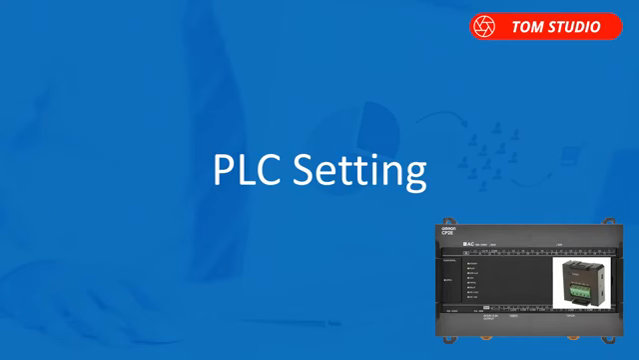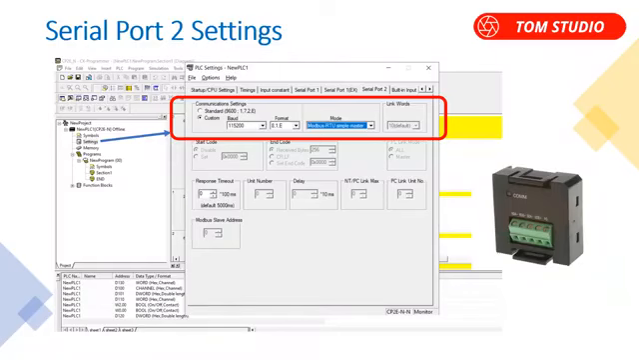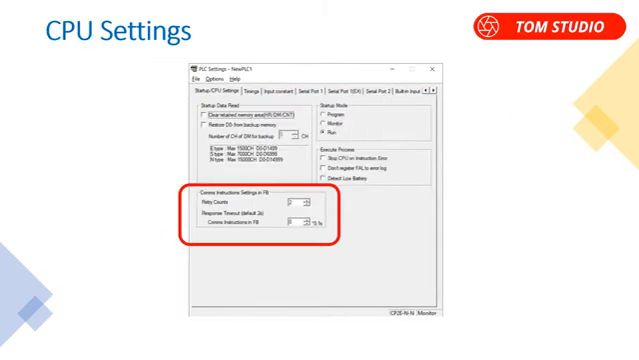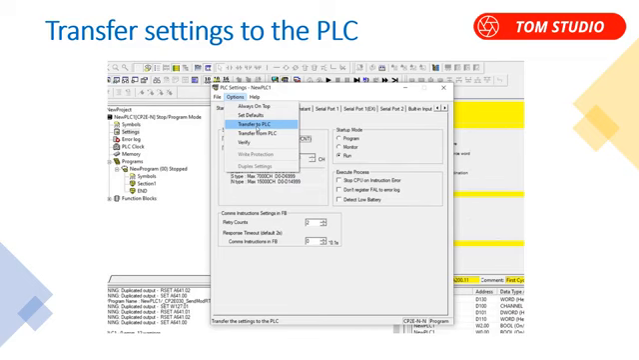First things first, it is necessary to configure the PLC serial comms port, port 2. So we set it as follows. Baud rate, 115.2 kbps. Format, 8,1, even. Mode, Modbus RTU Simple Master. Also, in the startup CPU settings, change the retry count to 2. The last thing is to transfer the port 2 settings to the PLC.